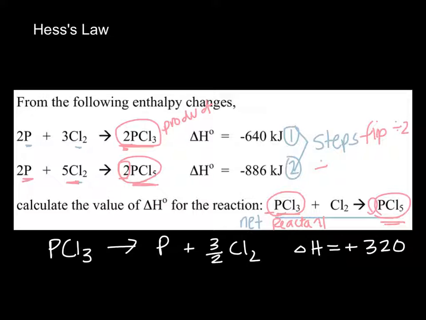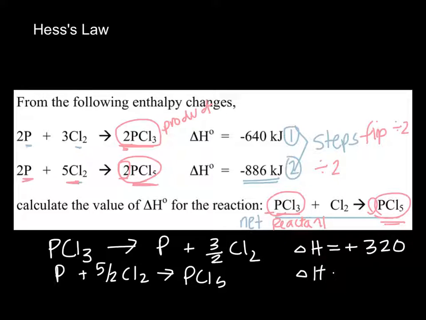So what I need to do to this is divide by 2. So I'll rewrite the equation, keeping everything on the same sides but dividing by 2. So I get P plus 5/2 Cl2 goes to PCl5. And the only thing I need to do to my enthalpy is divide by 2. So I'm going to take negative 886 and divide by 2. It stays negative, and it becomes 443. Now our answer will be the sum of these 2 values.